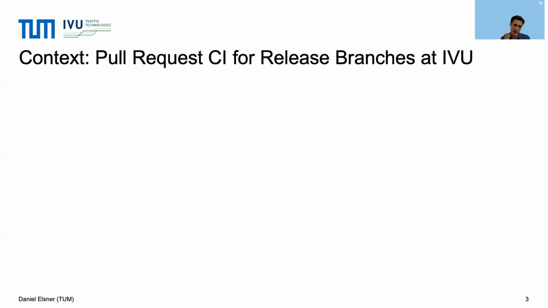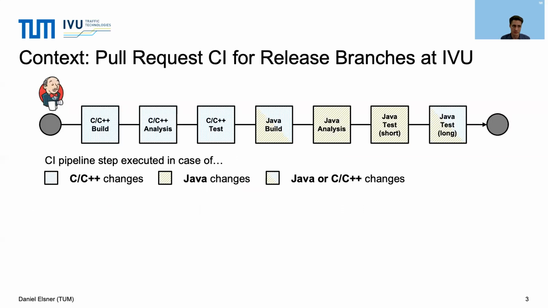Now let's have a closer look at the context of IFAU. At IFAU, there are 3 releases per year of the main software system, and developers create pull requests from their bug fix or feature branches to merge their changes into these release branches. Whenever they create such a pull request, a PR pipeline is created, and that PR pipeline looks as follows.